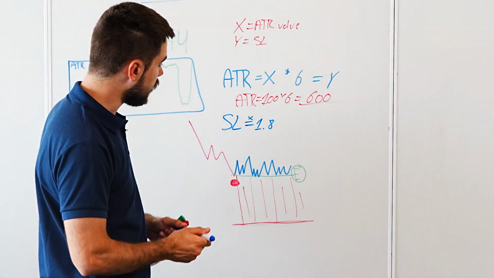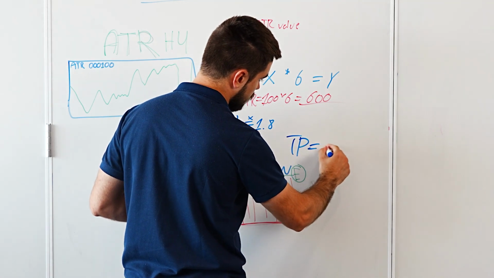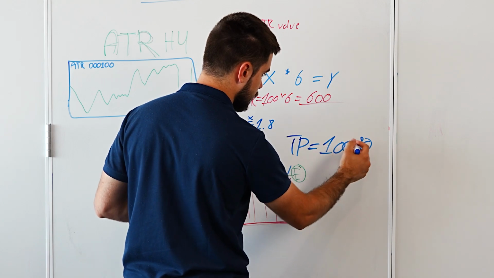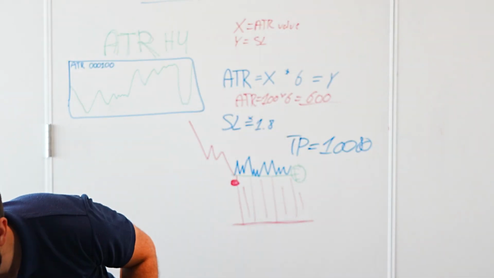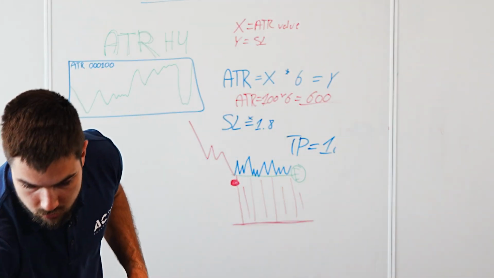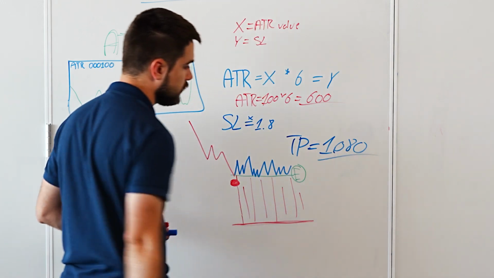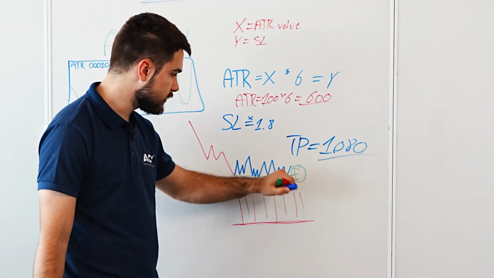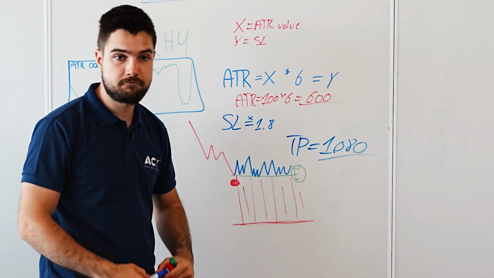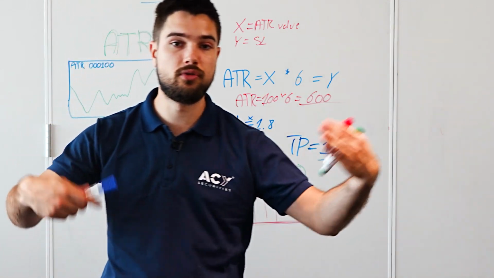So 1080 will be my take profit. So TP equals 1080. Oops, sorry, I put too many zeros here. 1080. Okay, that's your take profit. Your stop loss 600, your take profit 1080. If you want to do a 2-1 trade, you can just do 600 times 2, 1200, okay, and then you go from there.